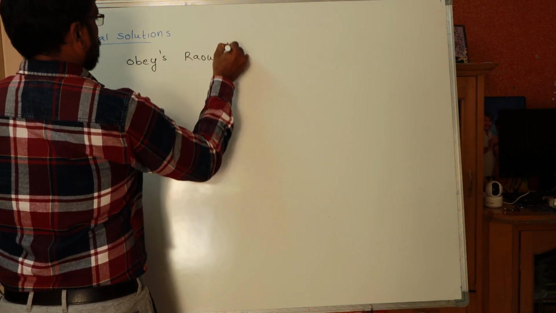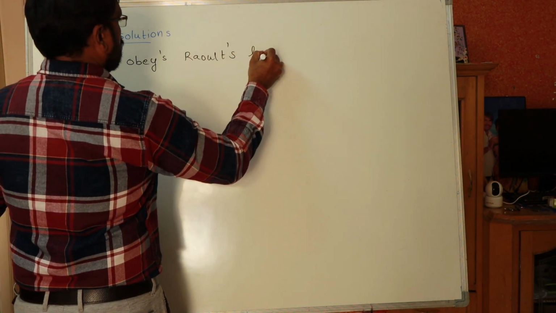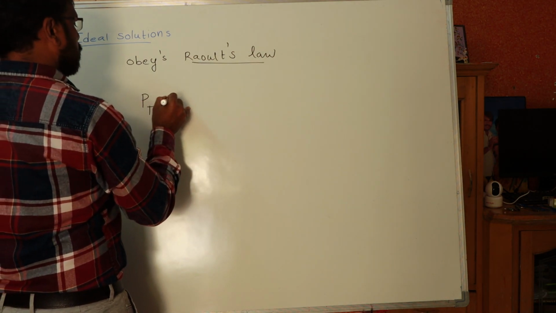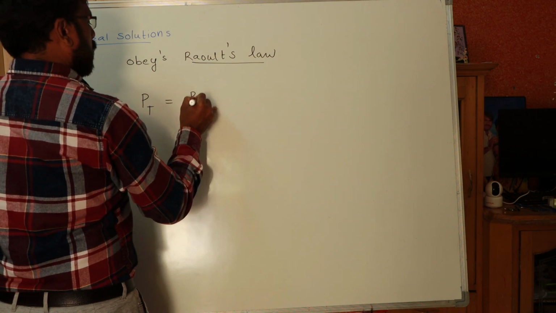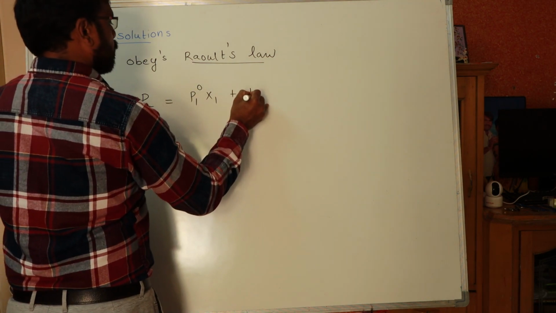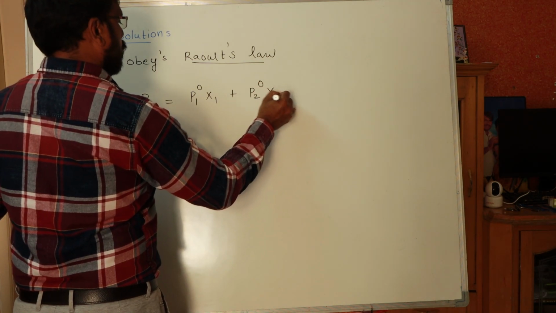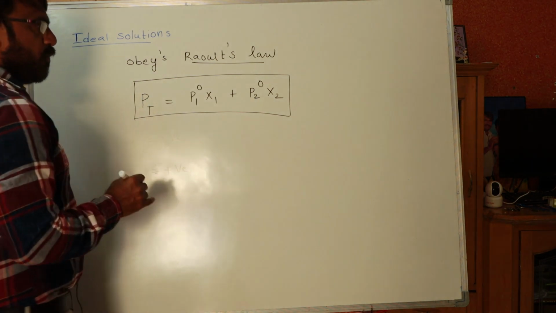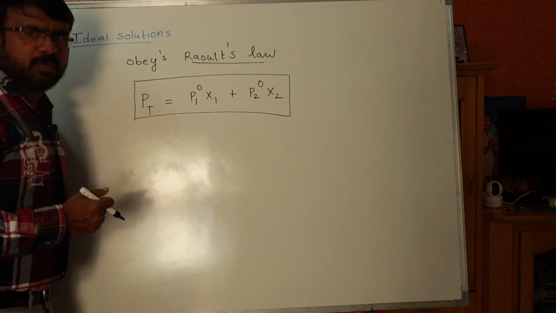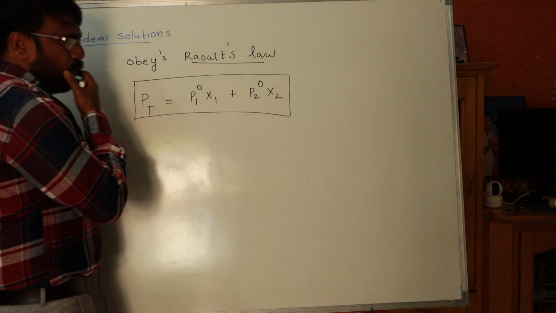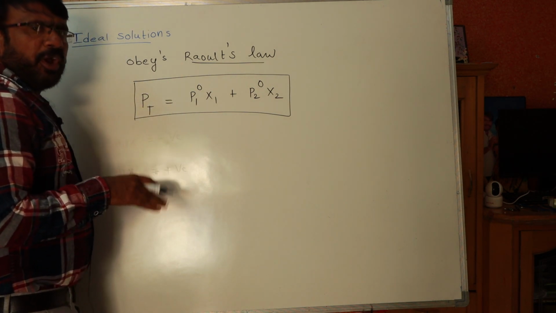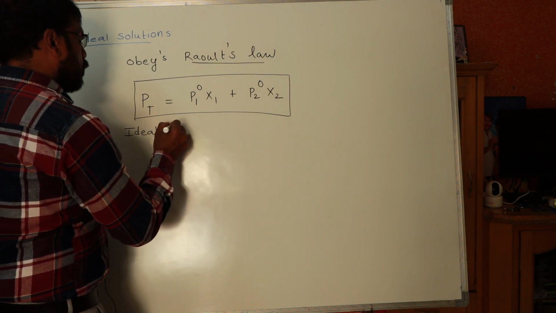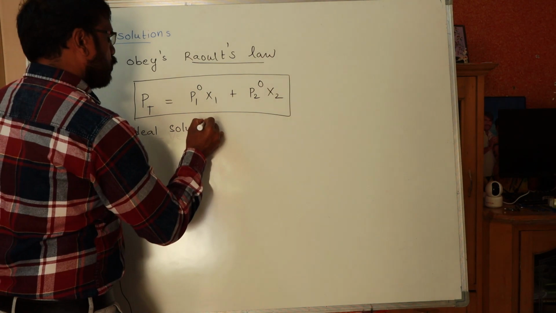So according to Raoult's law, the total pressure of the solution Pt is equal to P1 naught x1 plus P2 naught x2, if the solution is made up of only two components. We can apply this mathematical formula for that ideal solution.